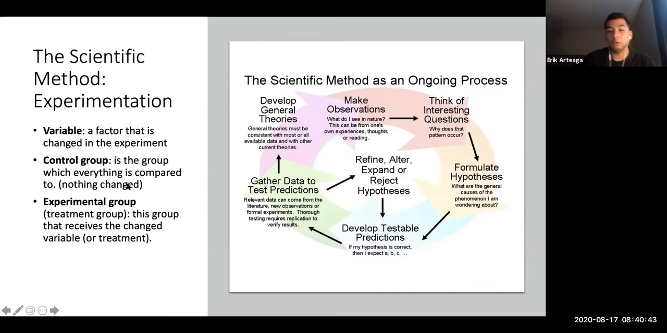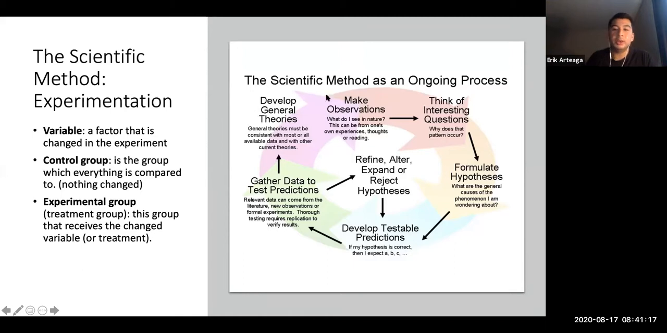Let's say you were testing what made the best cookie, right? You're changing the flour. You're going to stick to the original recipe for the control group. Nothing will change from that group, okay? In the experimental group, you'll have the flour change, okay? So segueing onto the experimental group, this is a treatment group, right? This is a group receiving the vaccine. This is the batch of cookies that's having the flour changed. So this group receives a changed variable or treatment, okay?